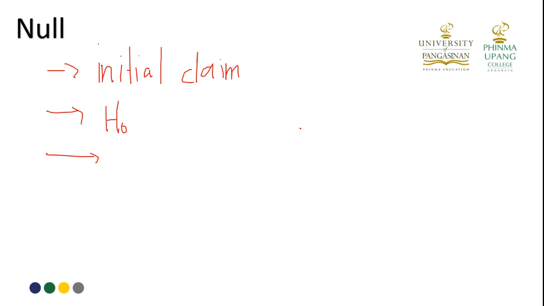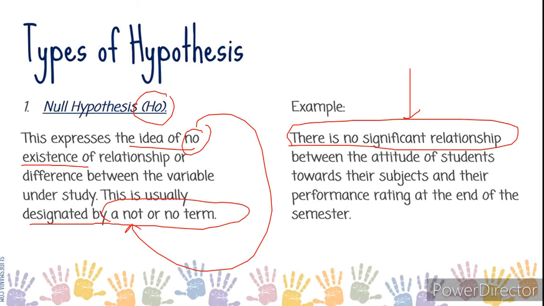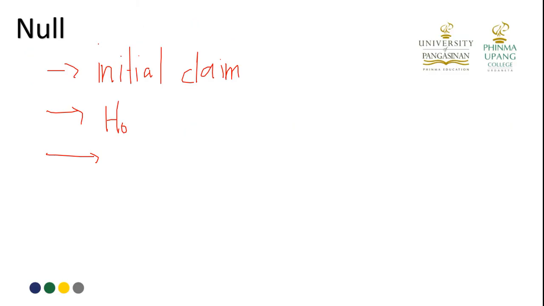Parang, for me, null is something negative, and alternative, parang true siya or positive. Kaya ito sa research, aim natin dito is i-reject ang null. Okay? Again, the keyword here is no significant difference, no changes. Walang nangyari or nothing happened, walang relationship between the two parameters. Kapag basta may mga negation na no or not, no relationship.